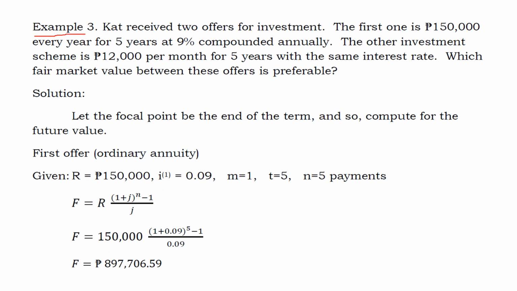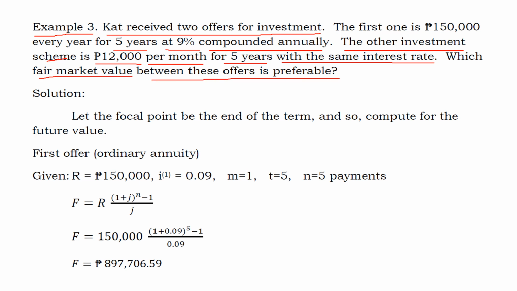So for example number 3, Kat received 2 offers for investment. The first one is 150,000 every 5 years at 9% compounded annually. The other investment scheme is 12,000 per month for 5 years with the same interest rate. Which fair market value between these offers is preferable?